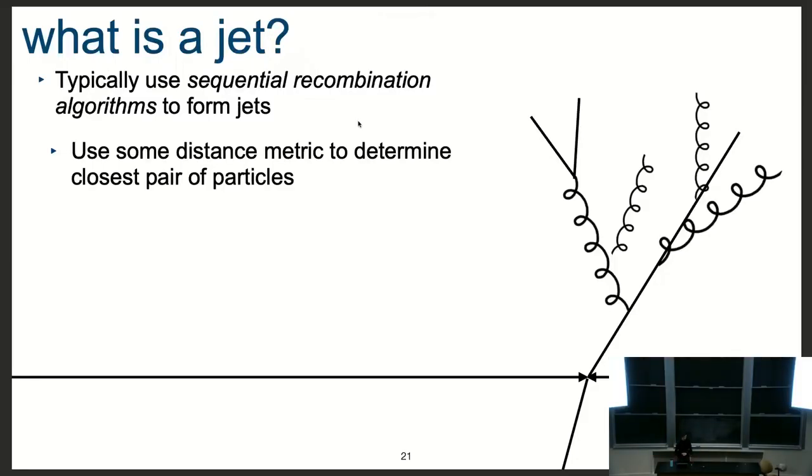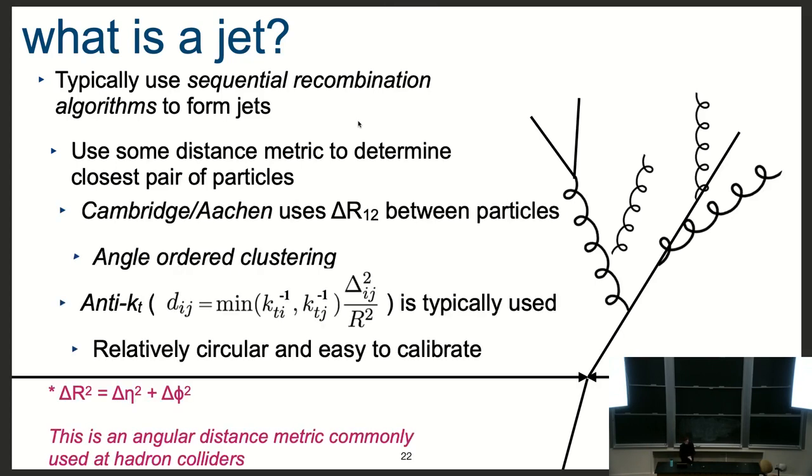So we typically have a few different algorithms that we can use for these. There's just two that I want to talk about, but both of them are what's called sequential recombination algorithms. And the way these work is you first start by making some sort of distance metric to determine what is the closest pair of particles in your event. There are two that I want to just briefly mention here, and these are relevant later, which is why I'm mentioning this. So the first is the Cambridge-Aachen algorithm, which just uses an angular distance metric. So it's a very intuitive way of looking at things, where things that are close together, if you just look at a picture of your event, are going to be things that are clustered together.